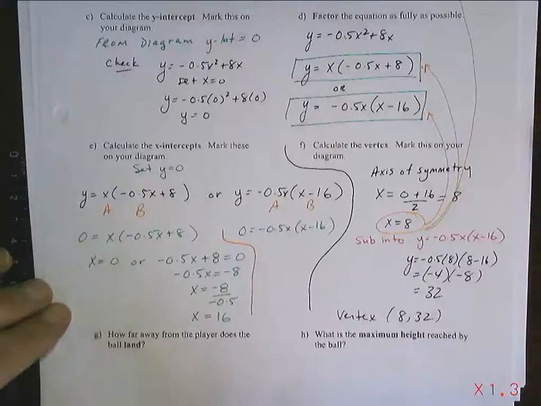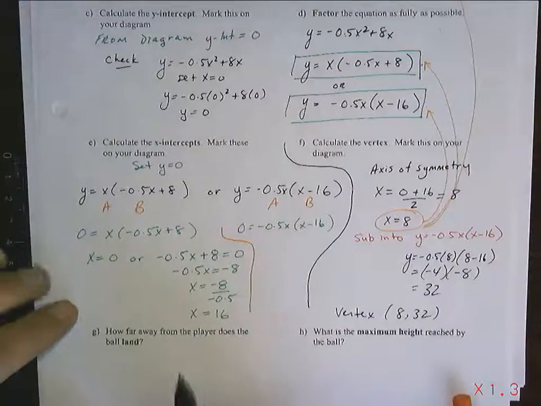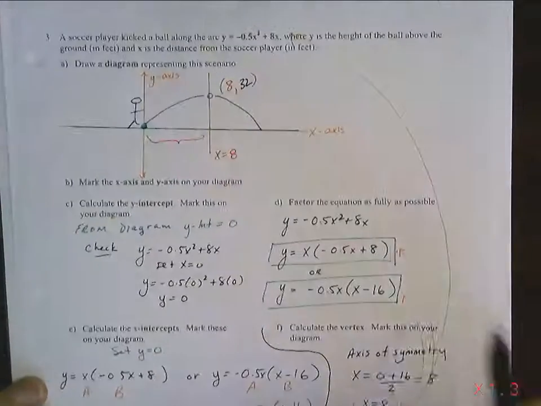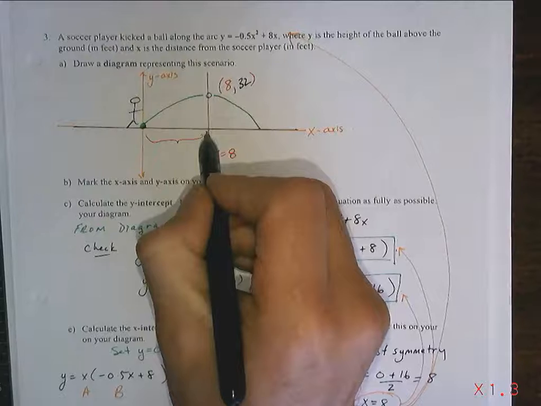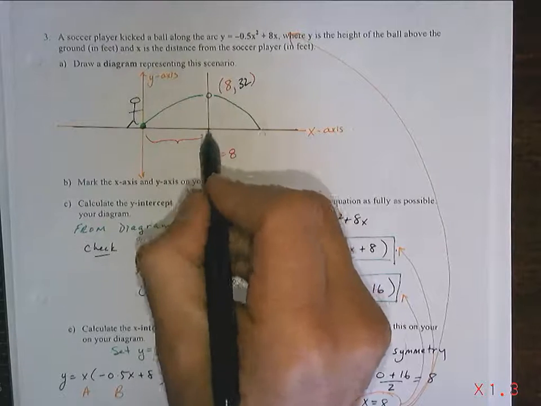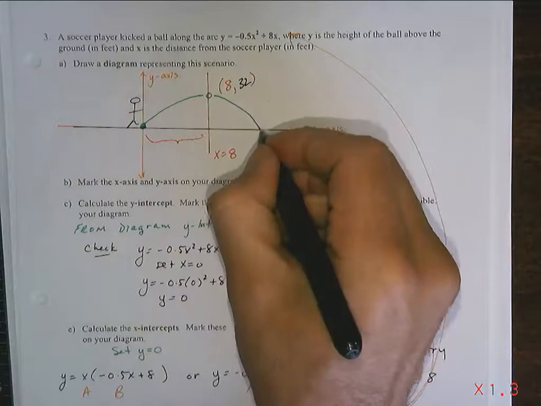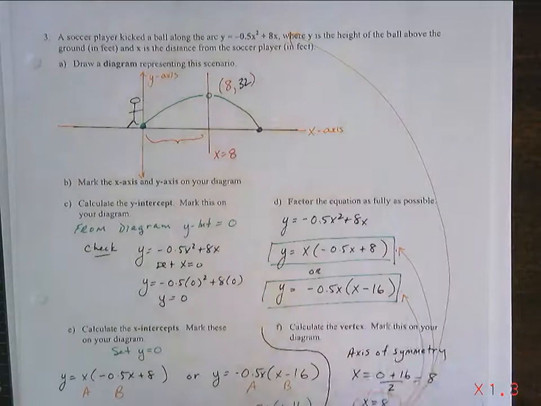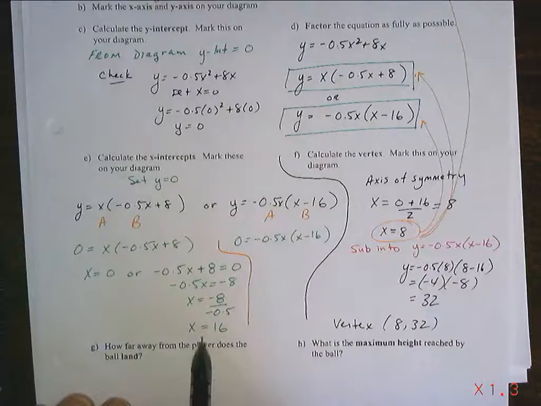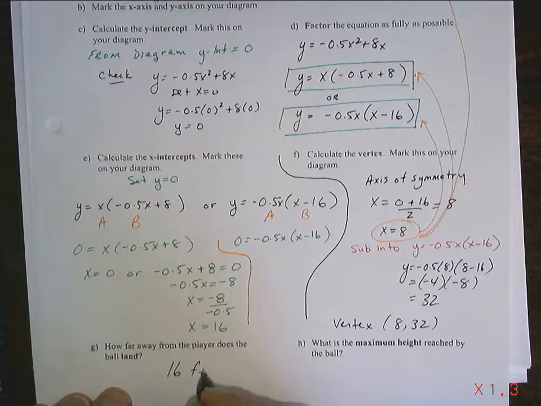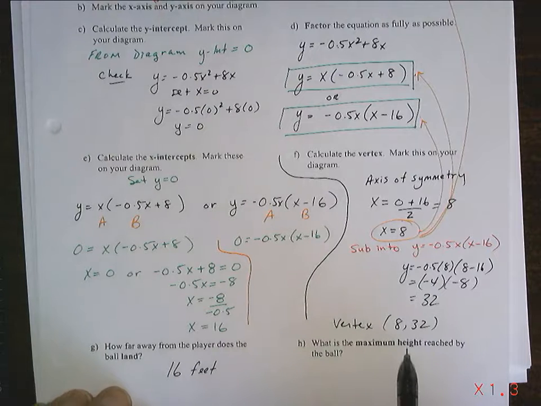So, some questions. How far away from the player does the ball land? Well, it's going to hit 8 meters. It's going to hit its maximum. It's going to take another 8 meters to hit the ground. So that's going to be at 16. Or we could have looked at the x-intercepts. So it's 16 feet. Oh, did I say meters? They're feet. I'm sorry.